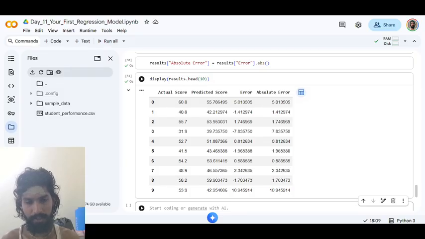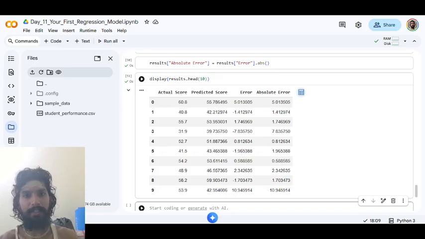For example, suppose actual score equals 80 and predicted score equals 74. The error is 80 minus 74 equals 6. The model underestimated the score by 6 points. Now suppose actual score equals 70 and predicted score equals 76. The error is 70 minus 76 equals minus 6. The model overestimated the score by 6 points. In both cases, the absolute error is 6.